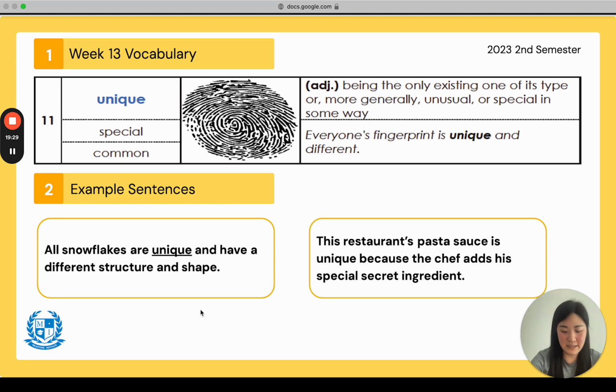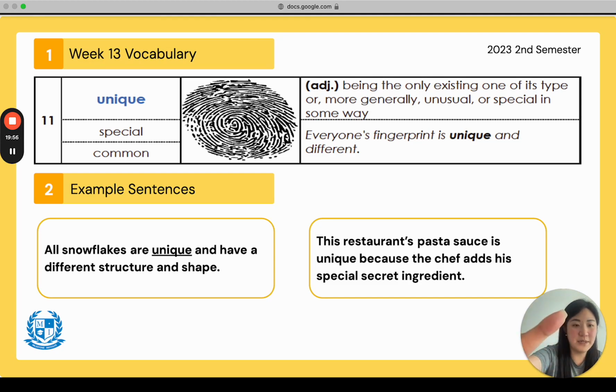Number 11. Now these are our TED Talk words. Unique. Everyone say unique. And it means special. And the opposite, the antonym, is common. It is an adjective and it means being the only existing one of its type, or more generally, unusual or special in some way. So it means special, it's one of a kind.